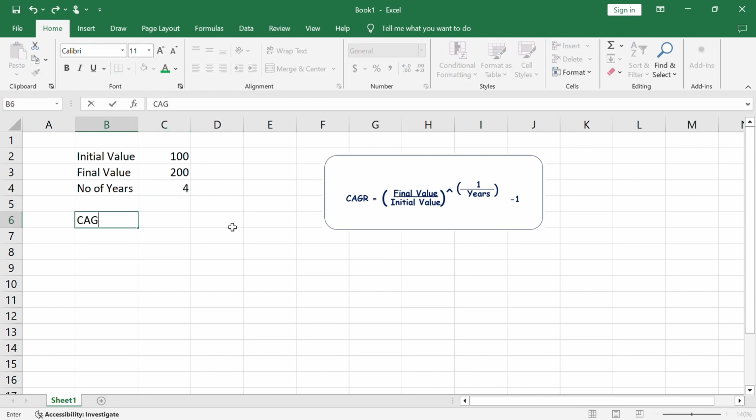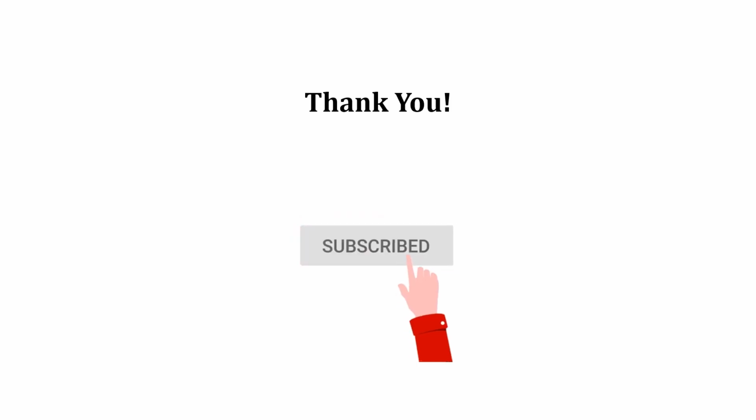Now let's calculate the CAGR. To calculate the CAGR, we will start with equal to sign, then bracket open. We will take final value divided by initial value, bracket close, raised to bracket open 1 divided by number of years, bracket close, and finally we will subtract 1. This is the CAGR value of 19% which we got. Please open the Excel and try this formula on your end. It's easy.